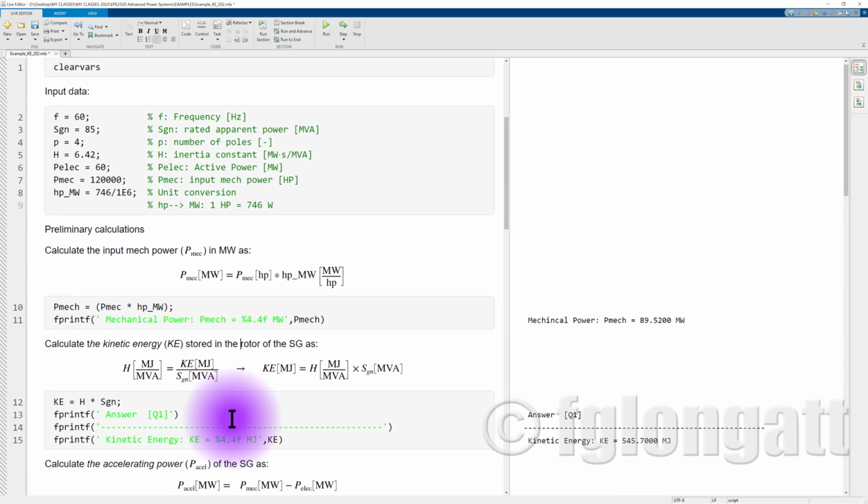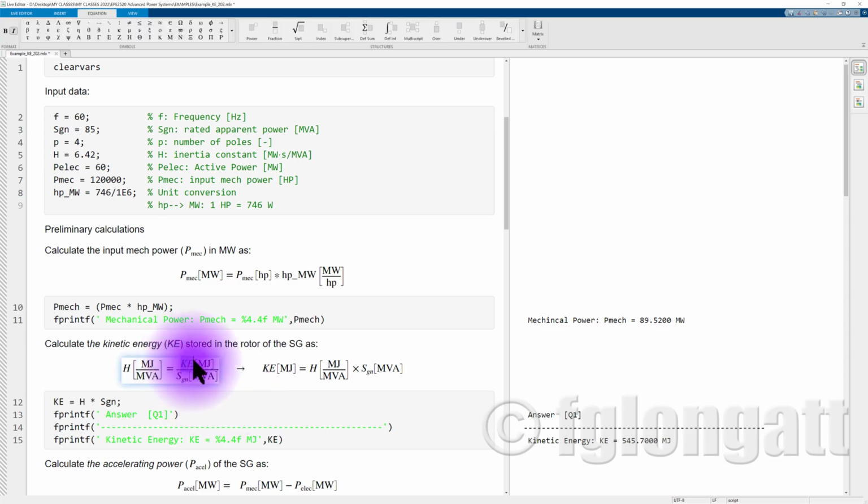Now what we need to do is calculate the kinetic energy stored in the rotor of this machine when the rotor is rotating at synchronous speed. My students know that the kinetic energy is related to the rotational inertia H. The definition of rotational inertia is extremely simple. It's the ratio between the kinetic energy and the rated apparent power. And from there, we can extract the kinetic energy.